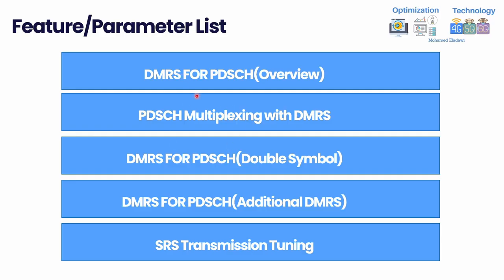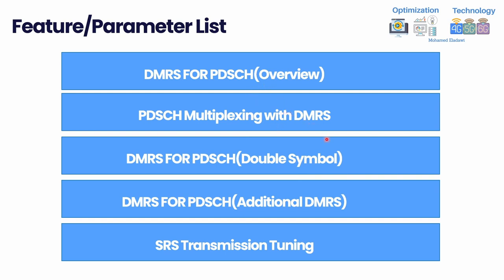So this will be today's main agenda. First, I will be covering three main parameters and features related to DMRS for PDSCH. The first one is multiplexing the PDSCH channel with PDSCH DMRS. Then we'll be discussing the double symbol and the additional symbols for the PDSCH DMRS. And lastly, we'll end with the SRS transmission methods.